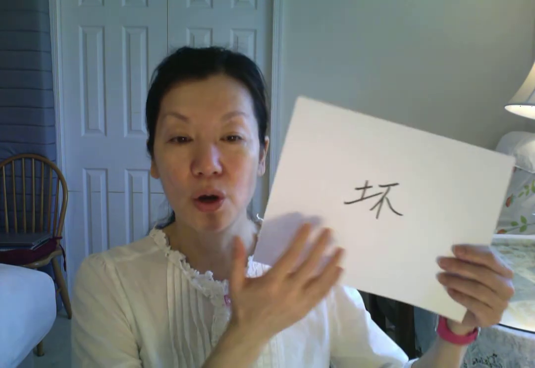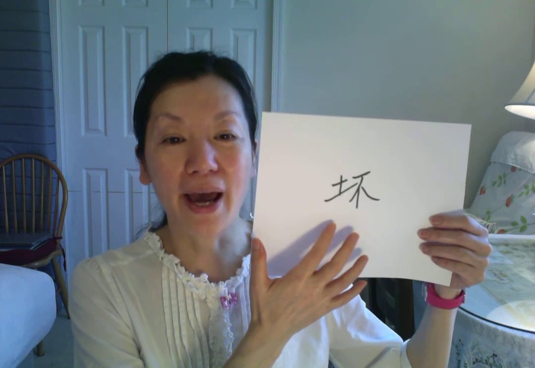Okay, now the next one. Bad. In Chinese we say 坏. In that case we say something is food, 坏, bad food. Some things, 坏, broken. A person, 坏, bad person. Don't say that, okay.